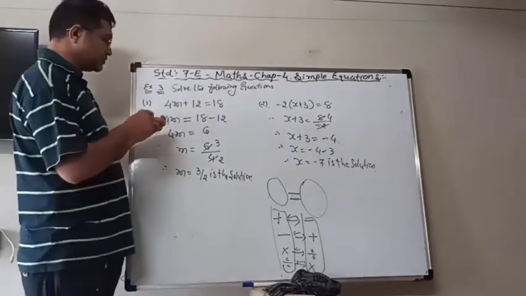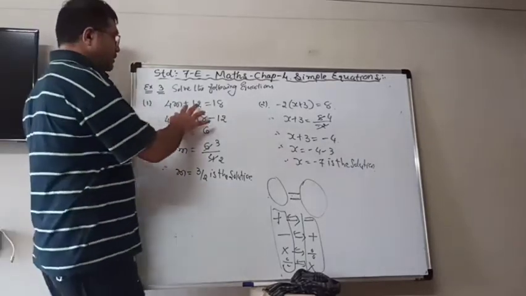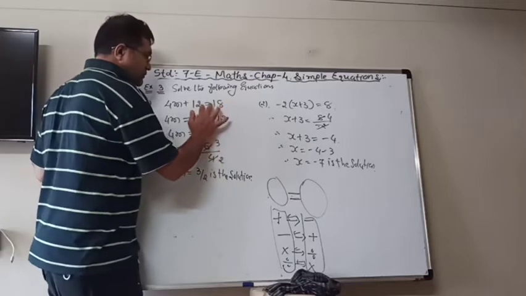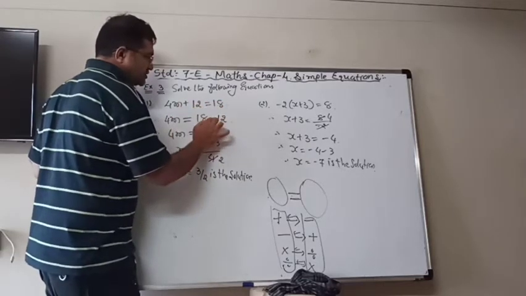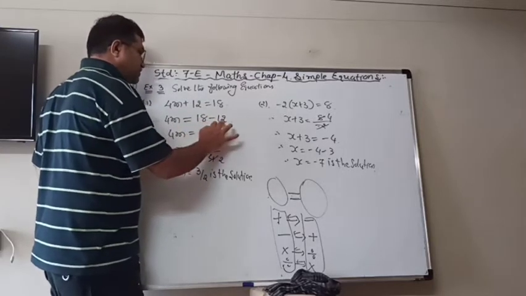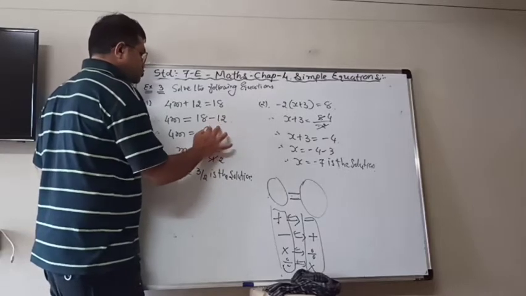Here you can see that, according to this, I will show you now. First we are going to take 12 from this side to this side, which means we are going to cross the river here. So your plus sign is changed to minus. So 4m is equal to 18 minus 12. So 18 minus 12 is 6.